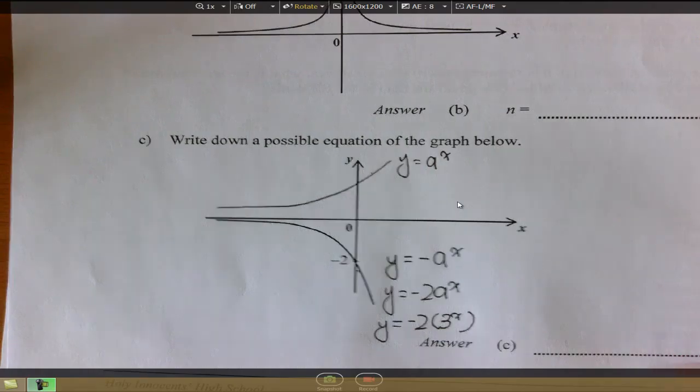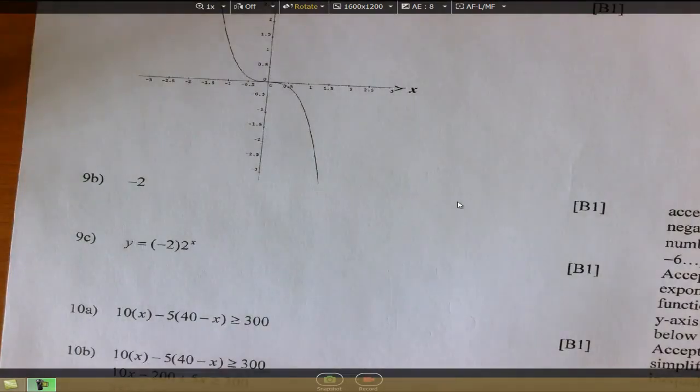A bit more difficult, but still doable. Now we move on to question 10a.